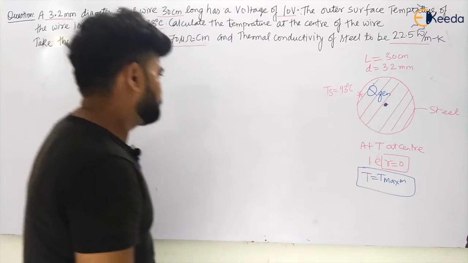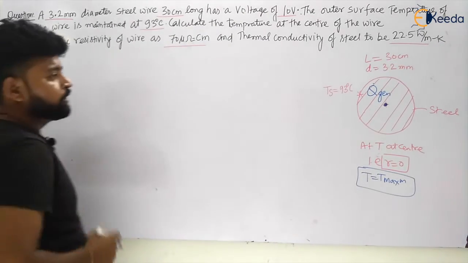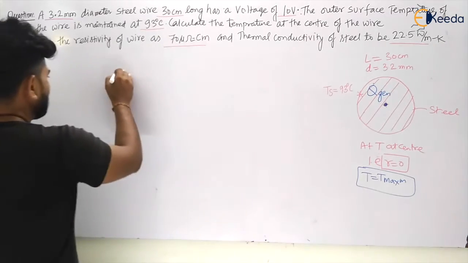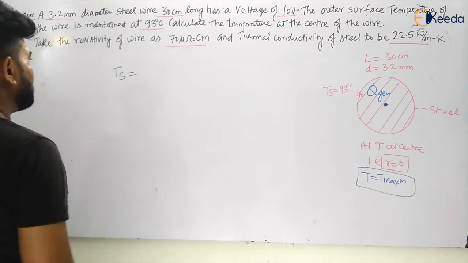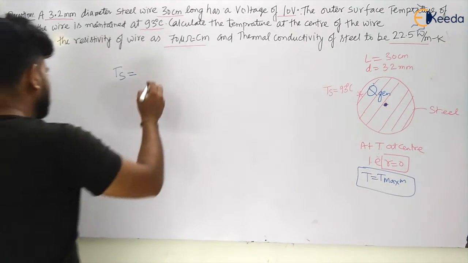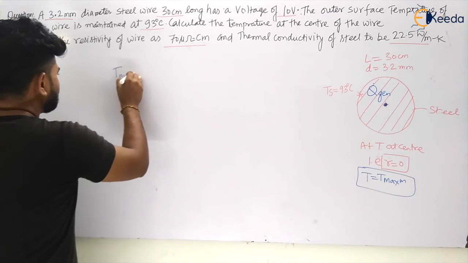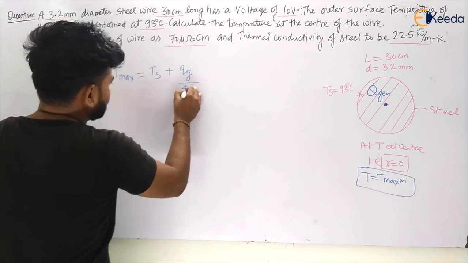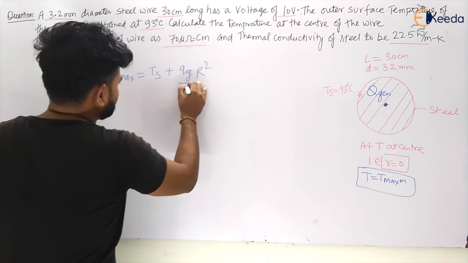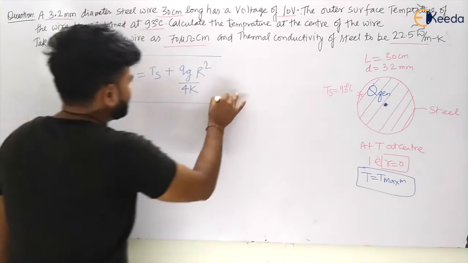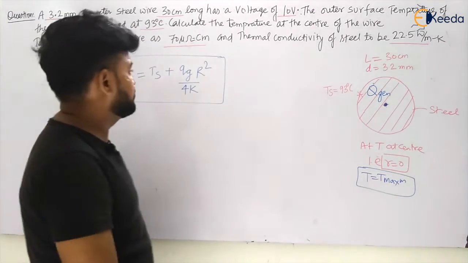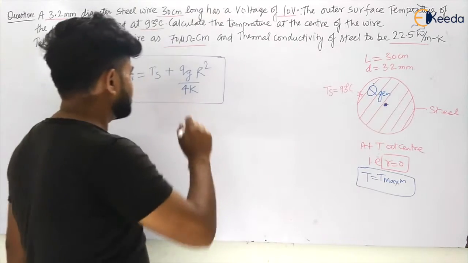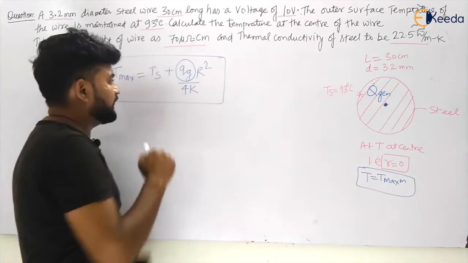So let us move on to the numerical. Now what is asked? The maximum temperature. So first of all, do we know the maximum temperature equation? Yes, the maximum temperature equation is given by T maximum is equal to Ts plus Qg by 4k into R square. But my dear students, he has not given the heat generated, so we have to calculate first the amount of heat generated per unit volume.